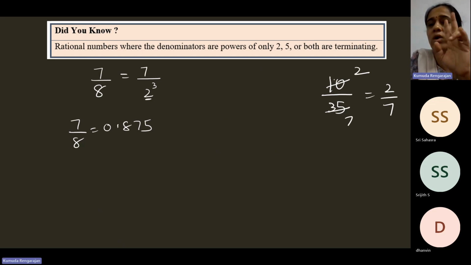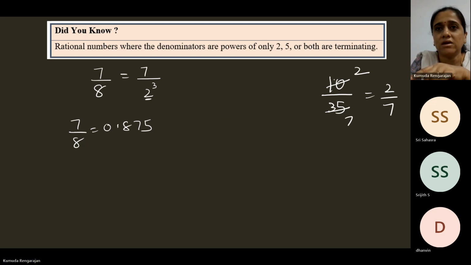When you look at a rational number, what are the two types of a rational number? Terminating decimals and non-terminating, repeating decimals. Rational numbers have two types of decimal expansions: terminating decimal or non-terminating, repeating decimal. Now, 7 by 8 is a rational number. Yes. And it is in the simplest form.